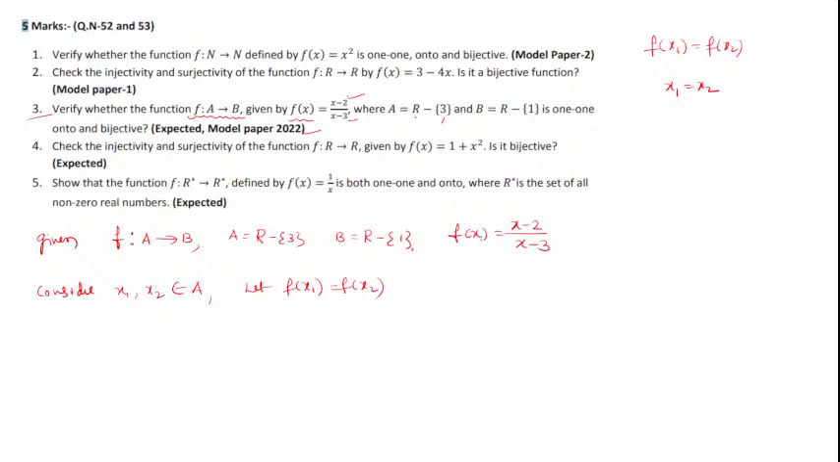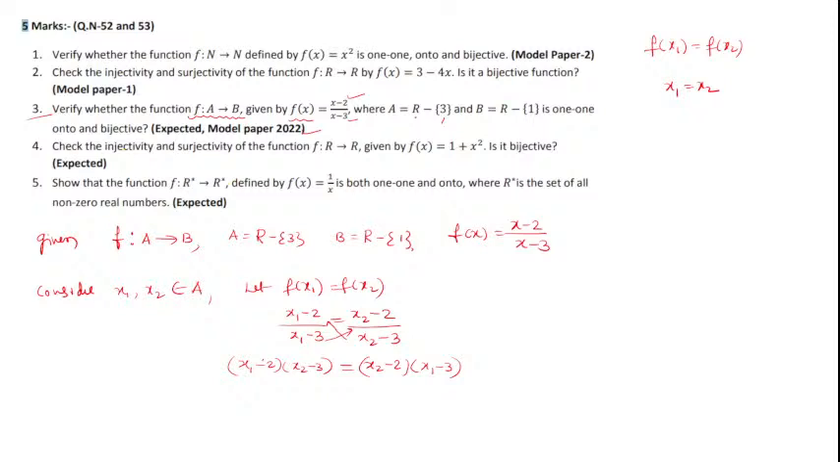So in f of x, wherever x is there you just write x1. So what happens here: x1 minus 2 divided by x1 minus 3, that is equal to f of x2. f of x2 becomes x2 minus 2 divided by x2 minus 3. Now you do cross product here, just do cross product. So what happens? It is x1 minus 2 into x2 minus 3, that is equal to x2 minus 2 into x1 minus 3.